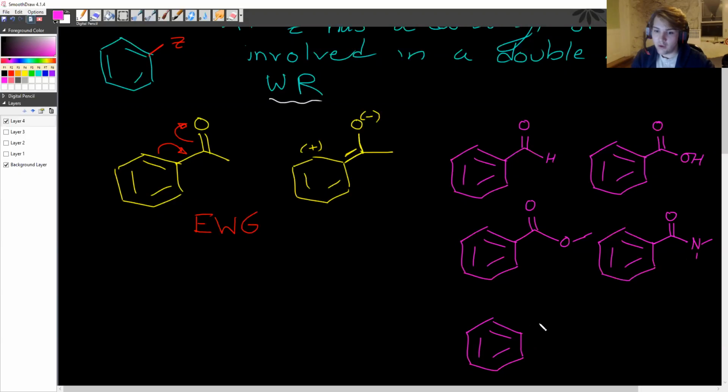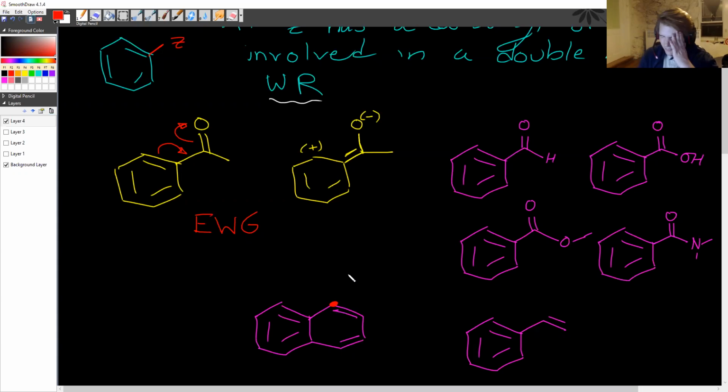Well, what if instead we had a carbon with a double bond? Same thing. Carbon involved with the double bond means it's withdrawing as well. Likewise, what if we had another benzene ring? Same thing. The carbon at the Z position is involved in a double bond, so this is electron withdrawing. Okay?